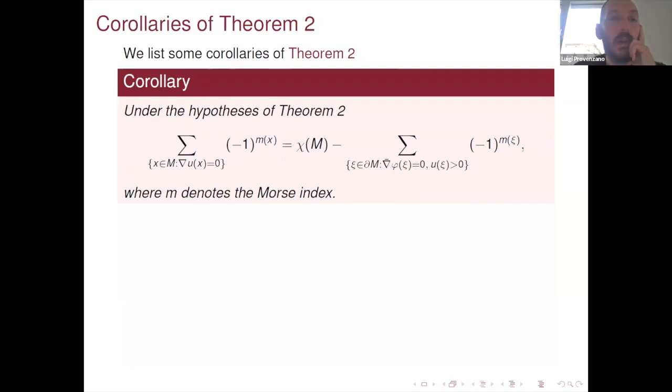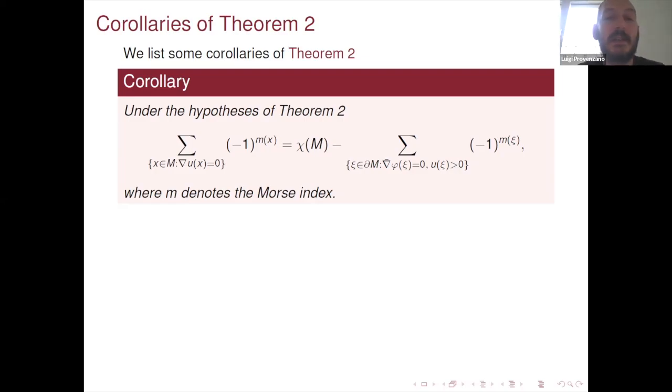Now I will list some corollaries, and especially in a while, which is maybe the most interesting thing, consider specifically surfaces. Well, of course, under the hypothesis of theorem 2, we know that generically these eigenfunctions are Morse in the interior and on the boundary.